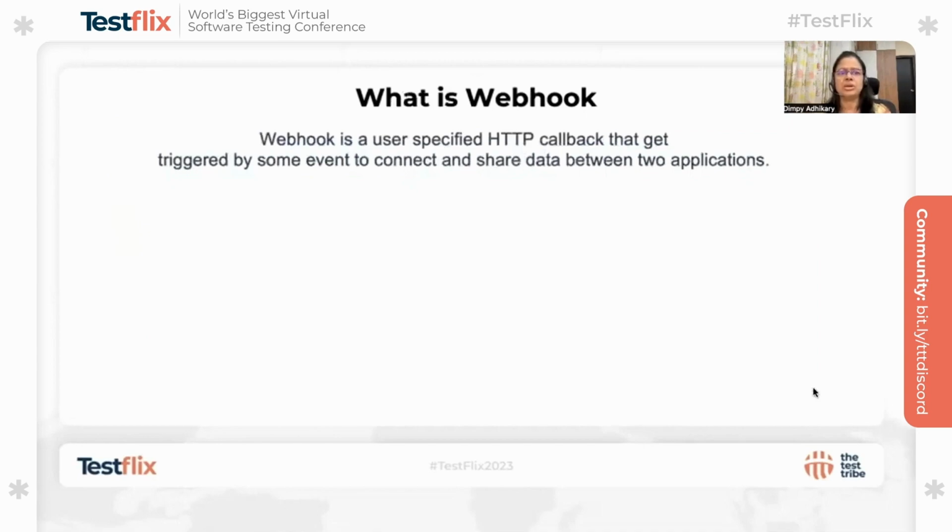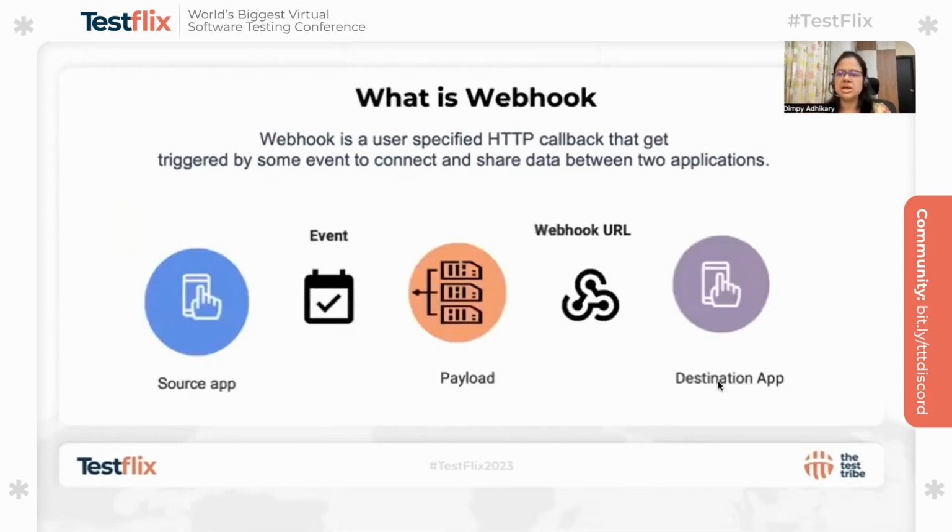What is a webhook? A webhook is a user-specified HTTP callback that gets triggered by some event to connect and share data between two applications. You can relate it as a way for one application to call or notify another application when something important happens, enabling them to communicate and share information seamlessly.